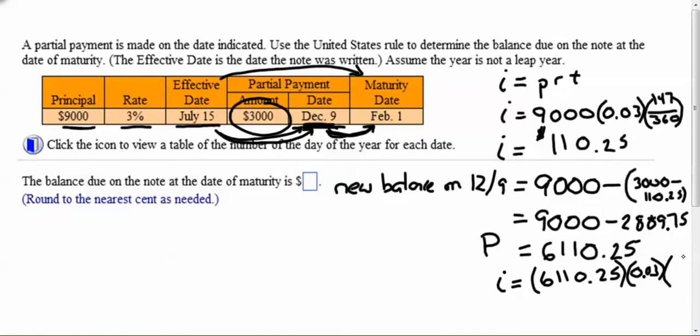Since that's an annual interest rate, we have to take the number of days and divide it by 360, according to the banker's rule. So we have to count the number of days from December 9th to February 1st. We're going to count it from December 9th to the end of the year, and then from the beginning of the year to February 1st. So we're going to have to go back to the provided table, because remember, the question says, how much do we have to owe on the date of maturity? We have to do these intermediate steps to figure that out, so it's a two-step process at least. So let's go back to the table. Remember, February 1st.